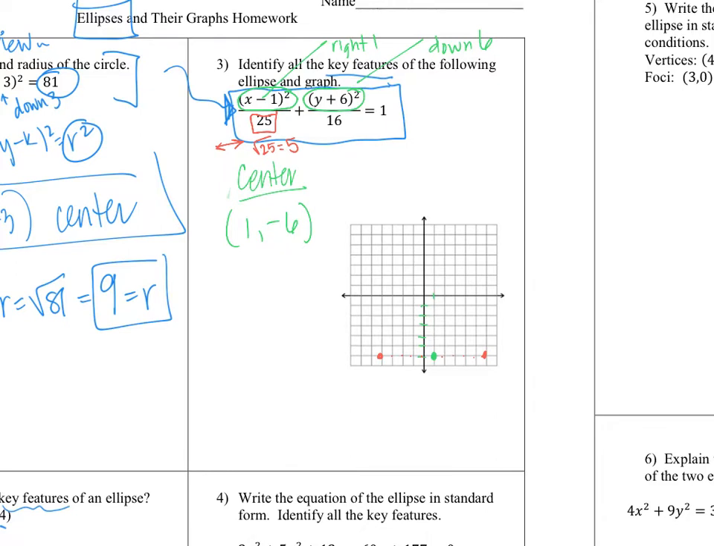And then underneath the y is a 16. That's going to be how much we go up and down. So that's, again, the square root of 16, which is 4. And I am going to be off my graph. 1, 2, 3, 4. 1, 2, 3, 4. Sorry about that. And so our major axis is going to be horizontal. This is our major axis. And so that means that those points are going to be my vertices, and the other points are the endpoints of the minor axis.